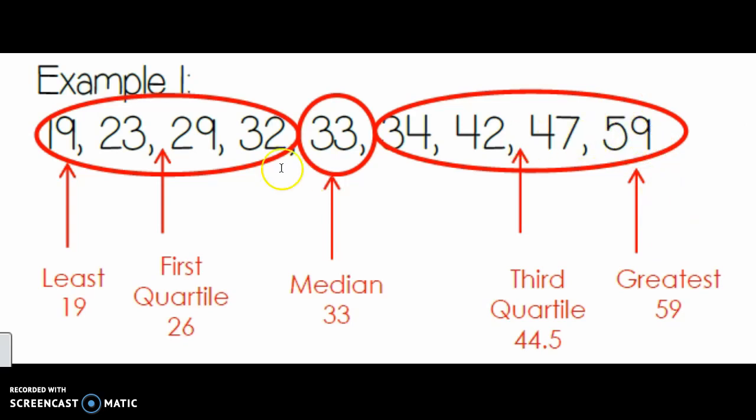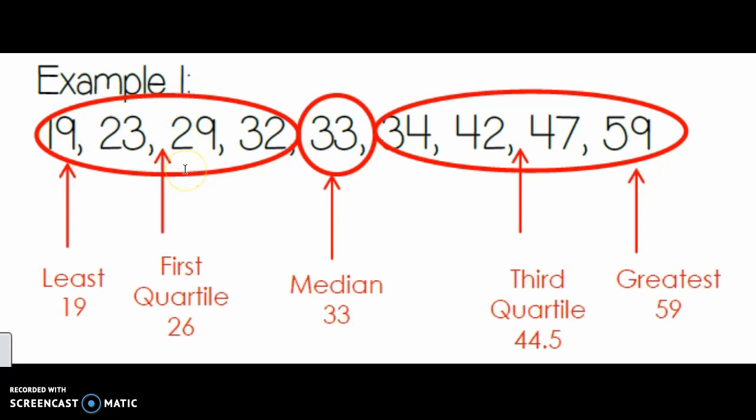If we count to the middle, there are 4 numbers to the right, there are 4 numbers to the left of 33. So the number 33 is the median, or the number in the middle. Now, after we've circled 33, we're only going to work with the numbers to the left first. And there are 4 numbers on the left, which means there is no 1 number in the very middle. So what we have to do is take 23 and 29 and find the middle of those two.